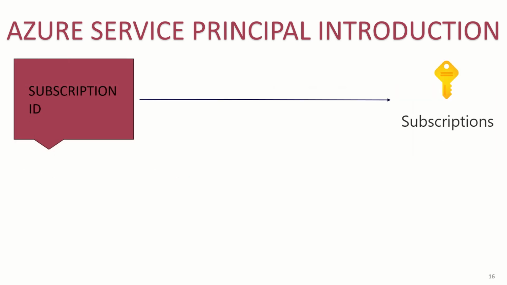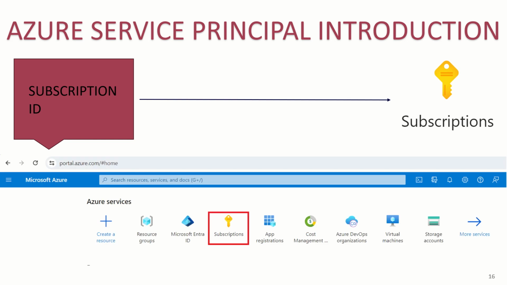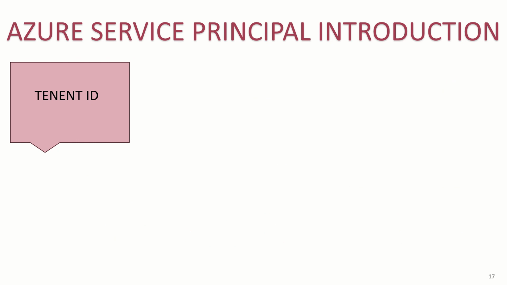So firstly, we need to go to subscription. First of all, you need to create a free account on Azure. Once that free account has been created, this kind of portal will come in front of you, where you'll see an icon of a key, which is actually the subscription. Once you click on it, the next page will show you the subscription ID, so that you can take it from there. And second is the tenant ID.